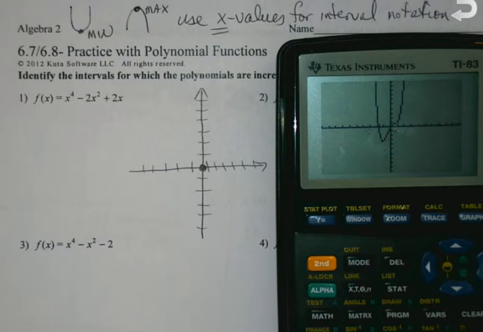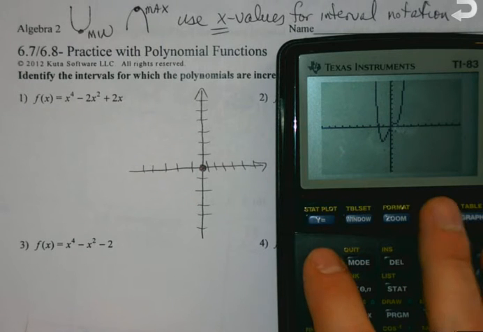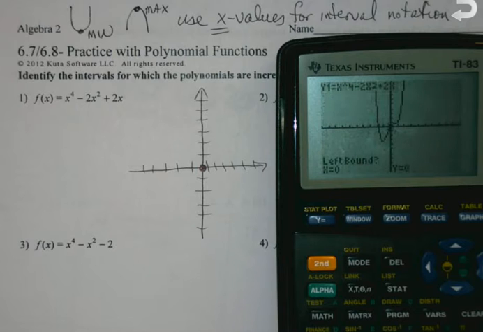So what we're going to do is notice that we have a min down here towards the bottom. I know that one for sure. So, in review, to find the min, we are going to hit second and then trace. That's going to bring up our calculate menu. And since I'm looking for a minimum, I either hit 3 or I can arrow down to it and hit enter. And then this whole left bound, right bound thing starts.